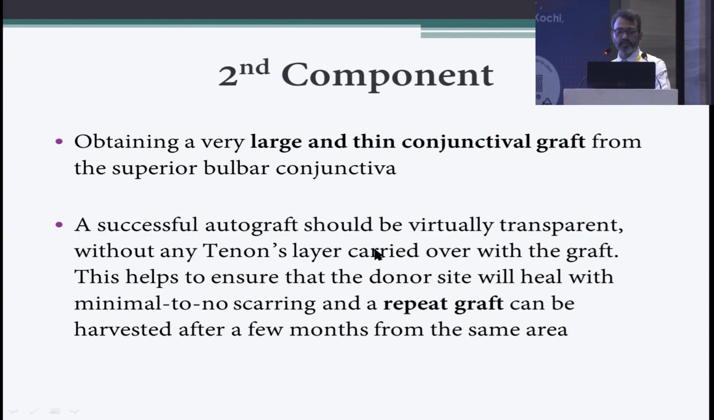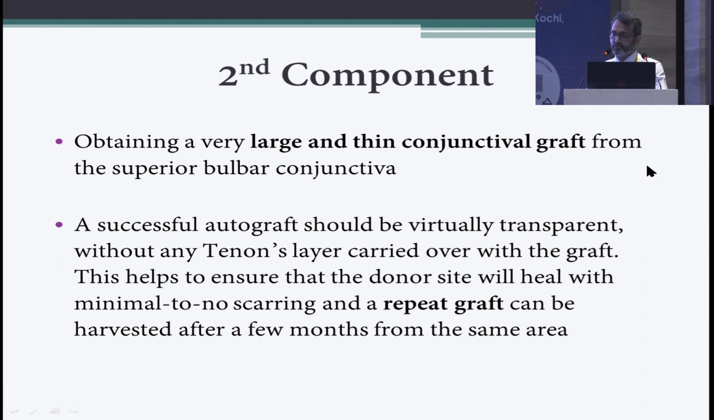Second component is obtaining a very large and thin conjunctival graft, because we have exposed a very large area, so it needs to be replaced with a very large conjunctival graft, and then again we have to rotate the eyeball down if we are harvesting the conjunctiva from the superior bulbar conjunctiva. A successful autograft should be virtually transparent without any tenons layer carried over with the graft. This helps to ensure that the donor site will heal with minimal to no scarring, and a repeat graft can be harvested after a few months from the same area.